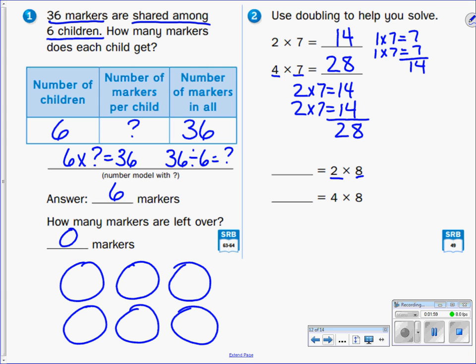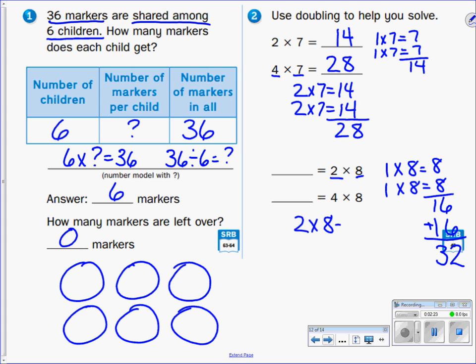2 times 8, 1 times 8 equals 8. Double that, so 1 times 8 equals 8, and that equals 16. 4 times 8, okay, I could just double what I just did there, so I know I'm going to have another 16, which is going to give me 32, or I could do 2 times 8, which is 16, and 2 times 8, which is 16, which gives me 32. So 4 times 8 is 32, and 2 times 8 is 16.